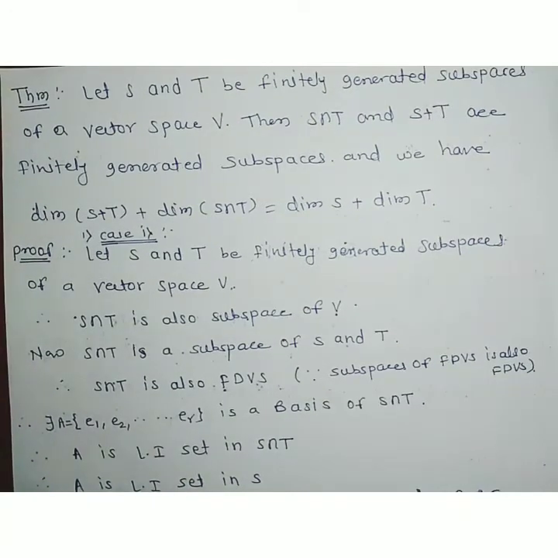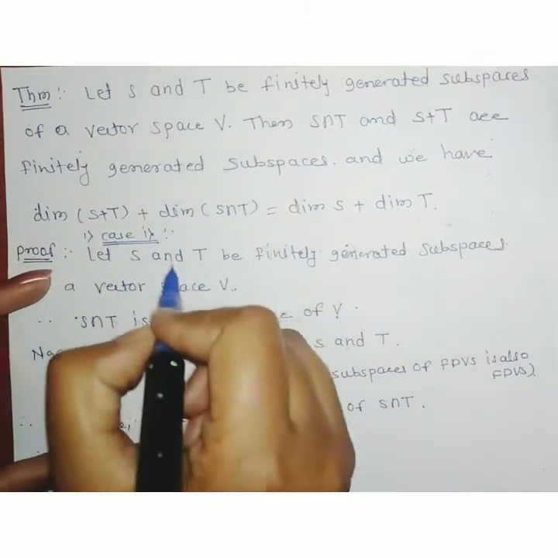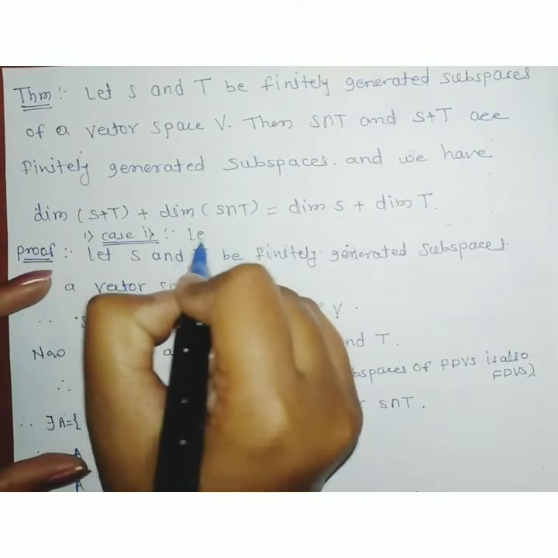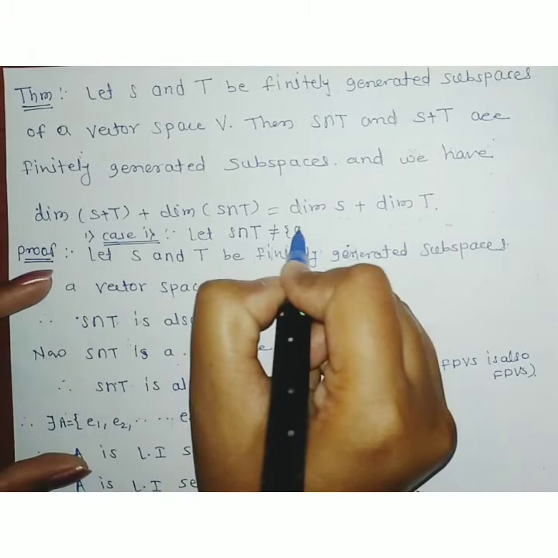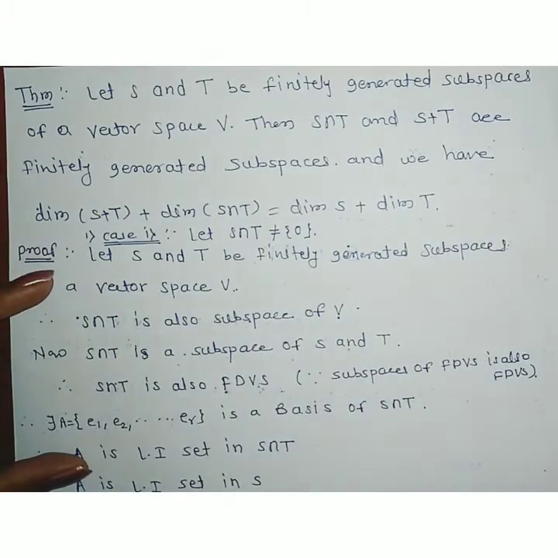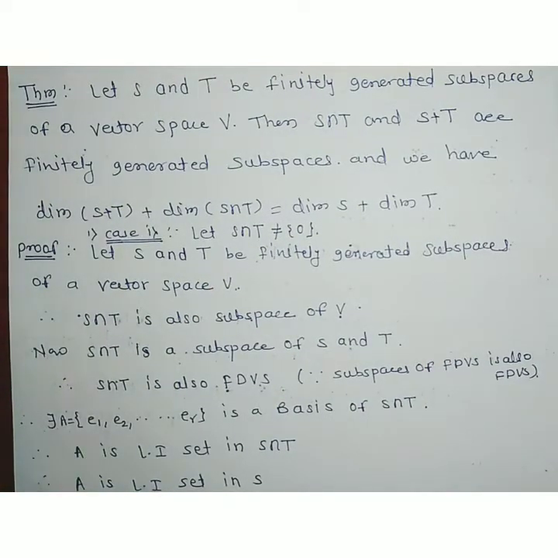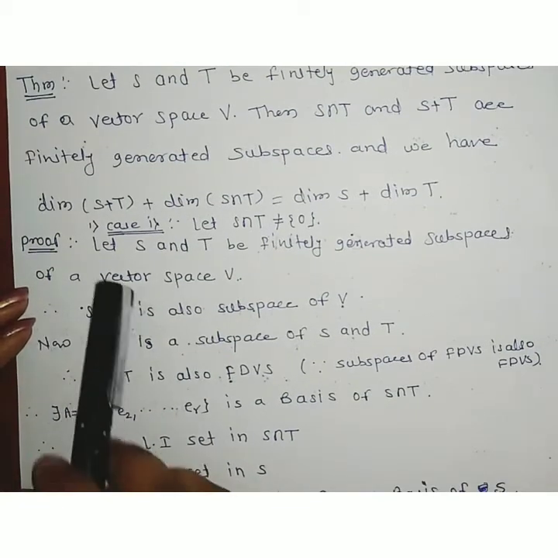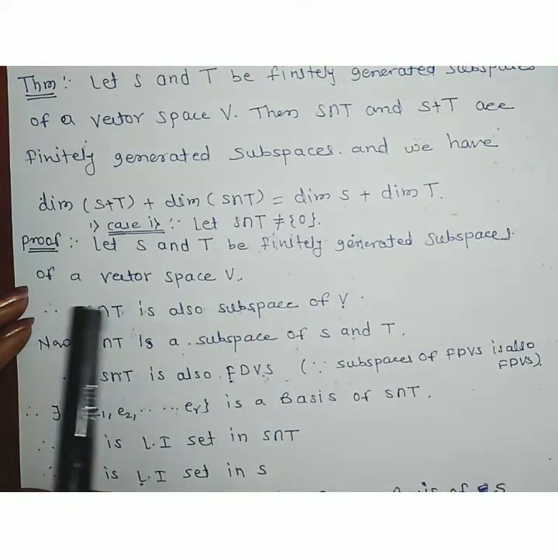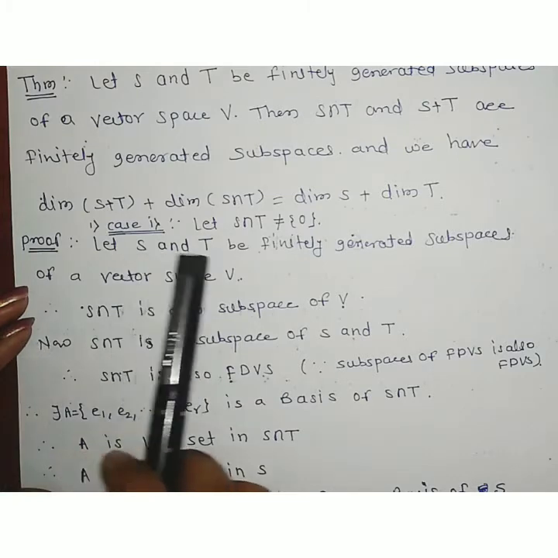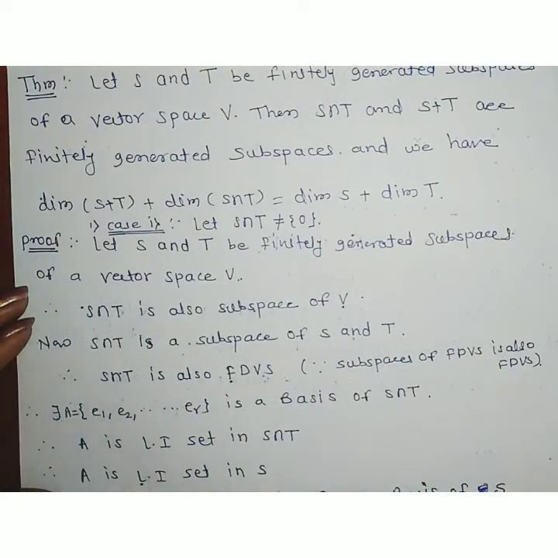In case first, we consider S intersection T. Let S intersection T be not equal to singleton 0. Okay, consider the first case as S intersection T not equal to singleton 0. Now let S and T be finitely generated subspaces of the vector space V. This is already given. Then we know that as S and T are subspaces of the vector space V, their intersection is again a subspace of the vector space V.